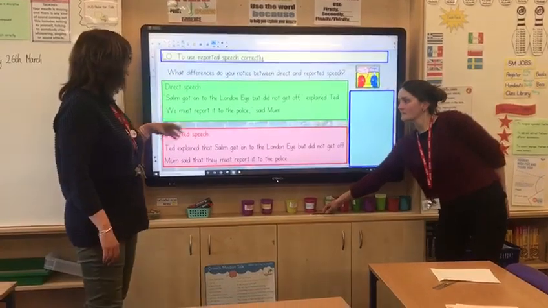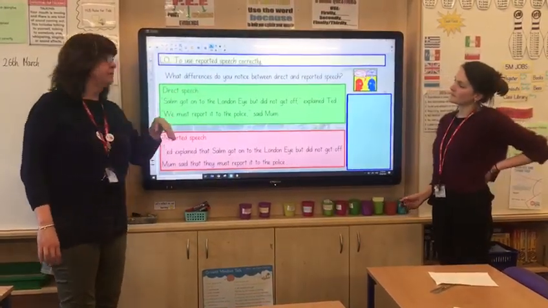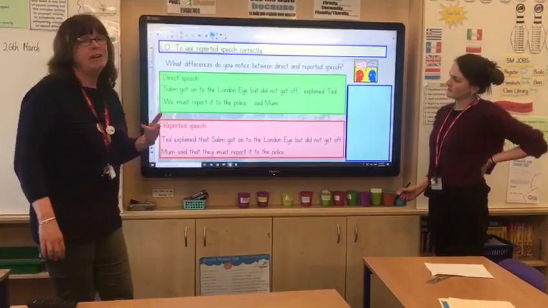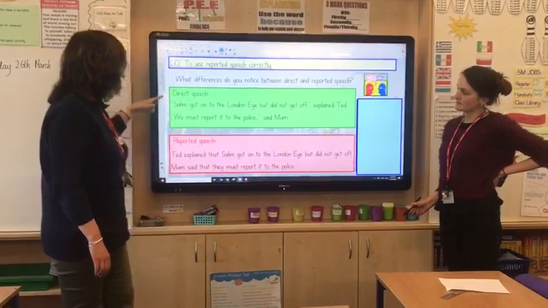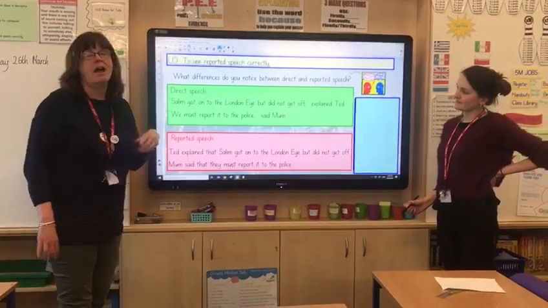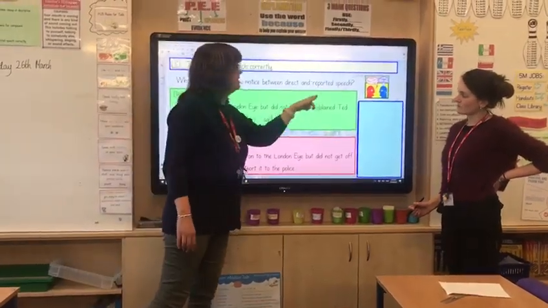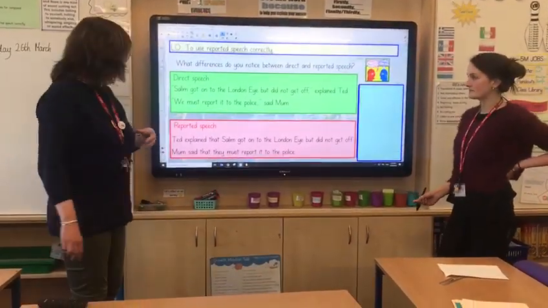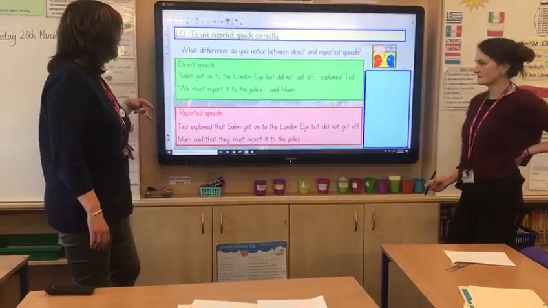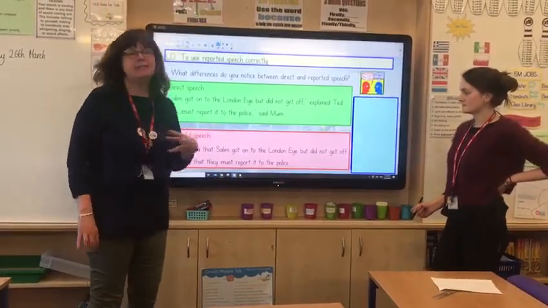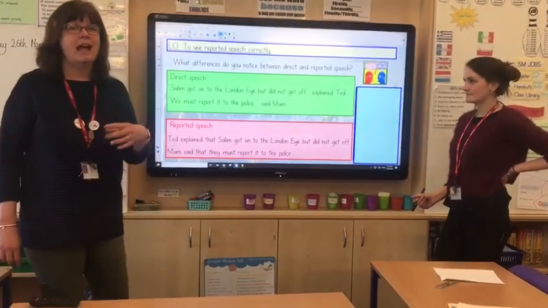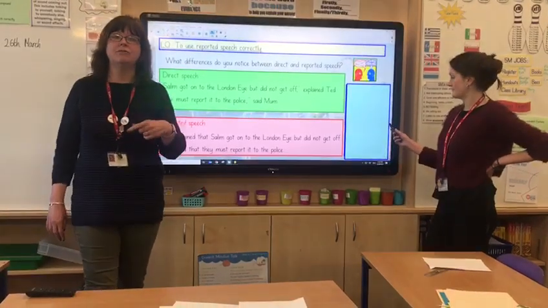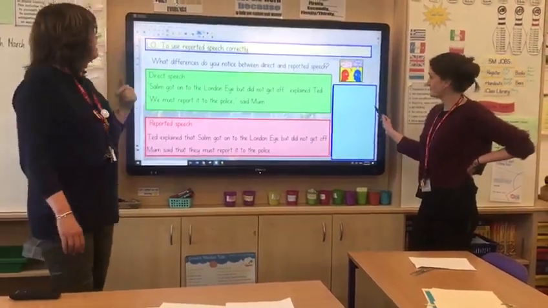So here's some examples. I've got direct speech. "Celine got onto the London Eye but did not get off," explained Ted. Now I know you all can remember that we use inverted commas when we're using direct speech, and also a lovely synonym for the word said. However, when we use reported speech, it slightly changes. Ted explained that Celine got onto the London Eye but did not get off. You'll probably notice we haven't used any inverted commas. Miss Newton's going to give you some extra rules that you'll need to remember when you're using reported speech.